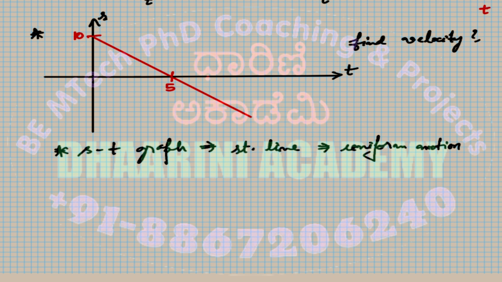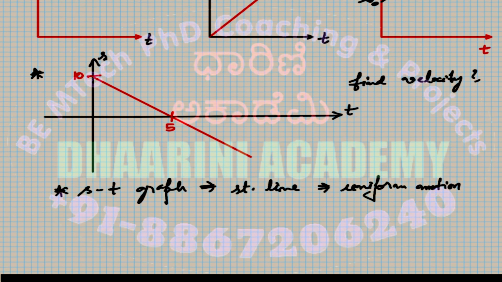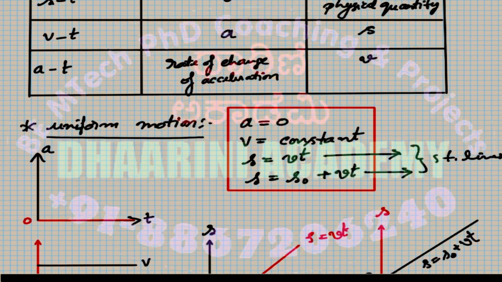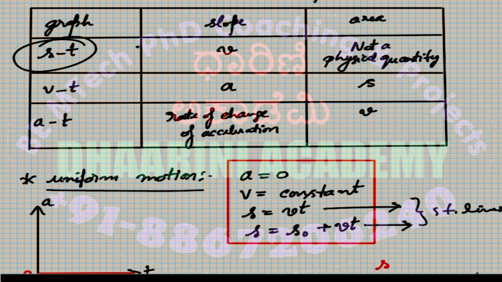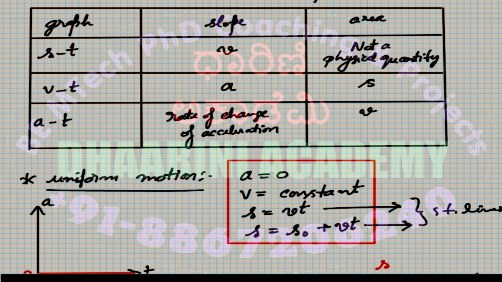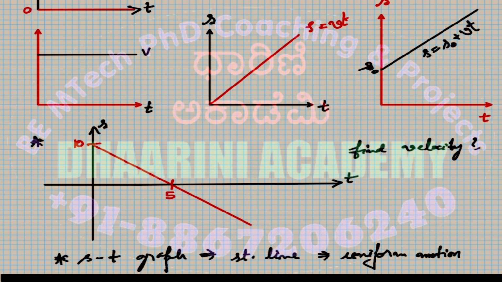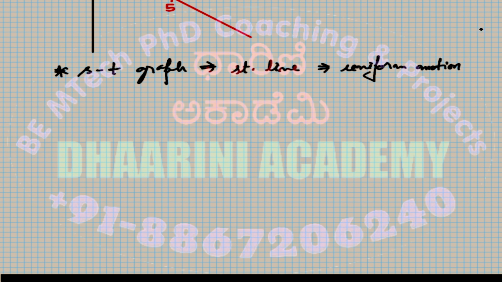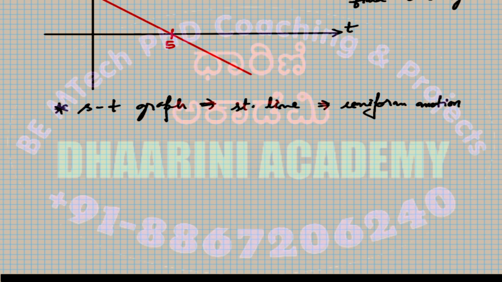Let me go back to the table. The question says, find the velocity. How do you find the velocity? ST is given. This is a graph. If you want to find V, you need to find the slope. That's all. So find the slope of that particular curve shown in ST to get the velocity. Now how to find the slope of this curve?